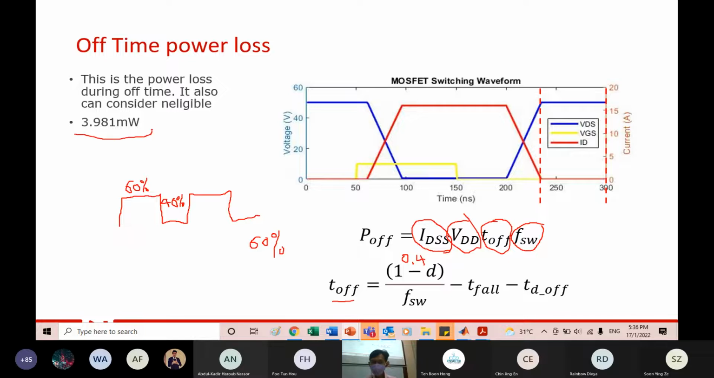So you should get 3.981 milliwatt. This is a very, very small power loss. So many zeros, right? Of course, you can round it to 4. 4 milliwatt also can. It's so close already to 4.